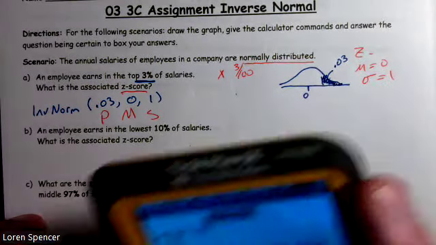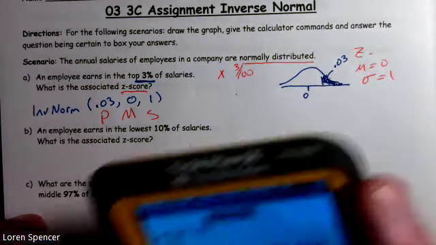So let's go to the calculator and see what it says. Second vars, inverse norm, area, 0.97. That's the first thing we have. Mean of 0, standard deviation of 1. Oh, we just want the center, so we're going to change that to center. And we end up getting two values. One's negative because it's below, and the other one's positive, and it's symmetric about 0. So we have the same numbers, except one's positive and one's negative.